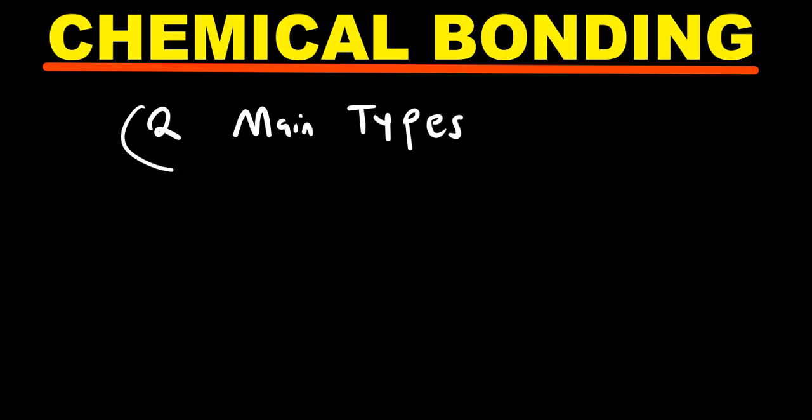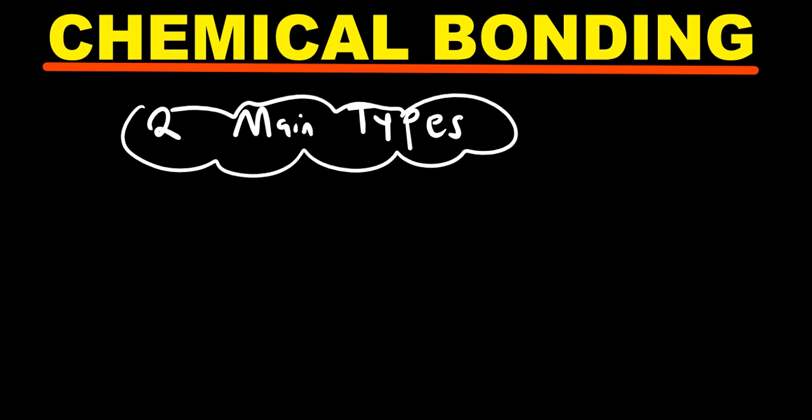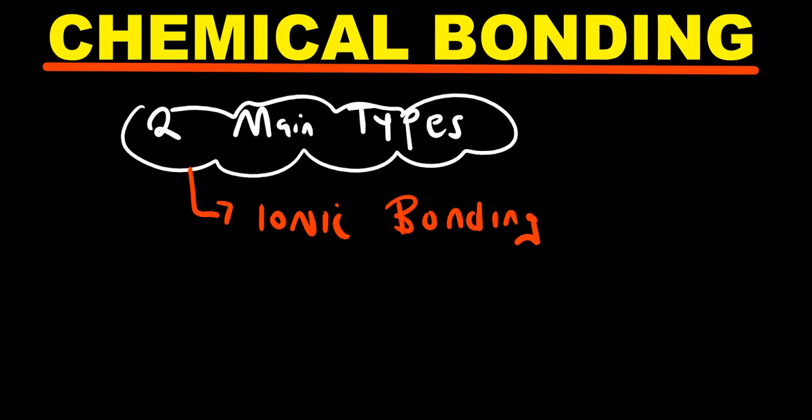Now you have to understand that there are about two main types of chemical bonding. You have to know these two types. You can have what we call ionic bonds, ionic bonding, or ionic bond. Let me say ionic bonding. Then you can have what we call non-ionic bonding.